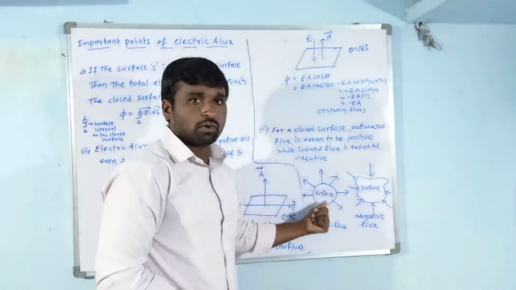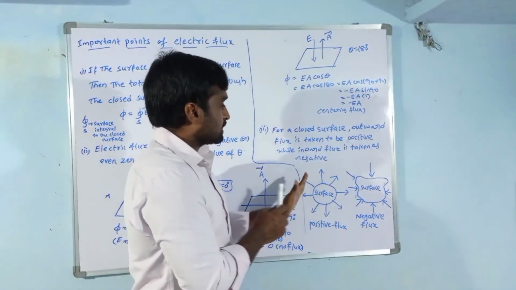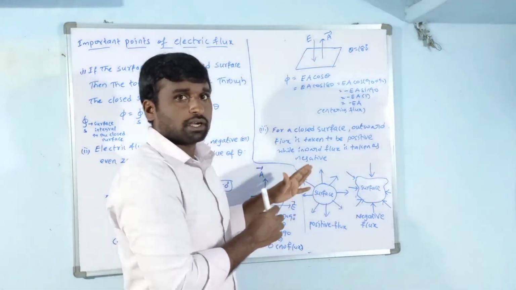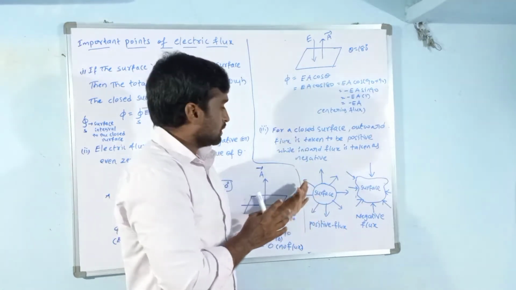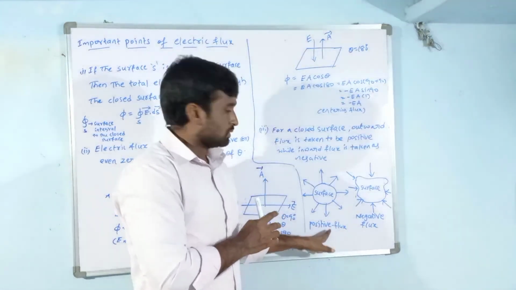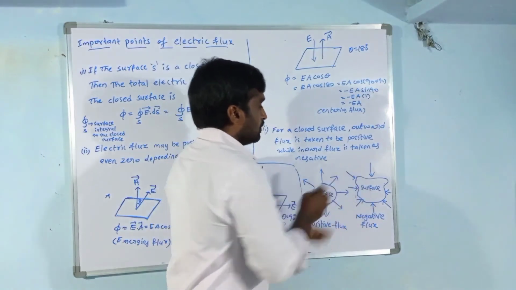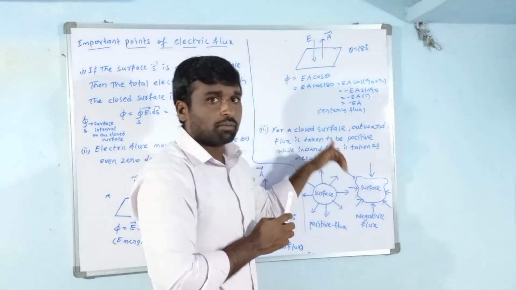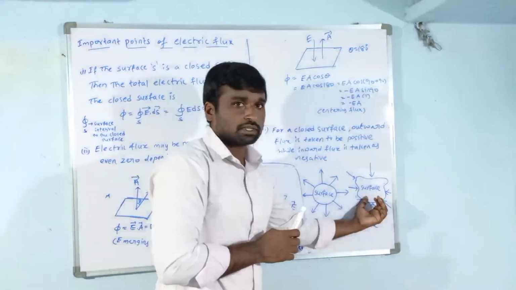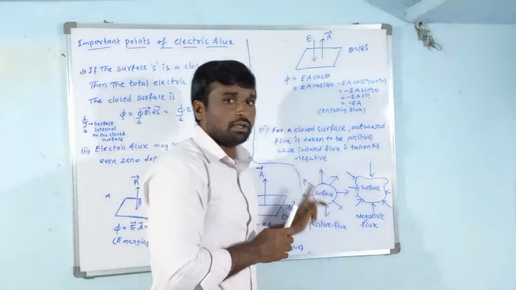So this is a closed surface, a closed sphere. The electric field lines are away from the closed surface. That means the electric flux is outward. Electric flux that is outward from the closed surface is taken to be positive. In this diagram, the electric field lines are coming into the closed surface. That means this is inward flux. Inward flux is taken to be negative, outward flux is taken to be positive.